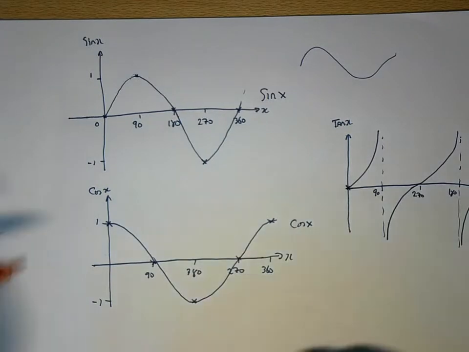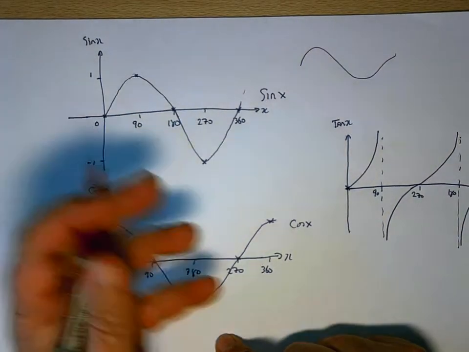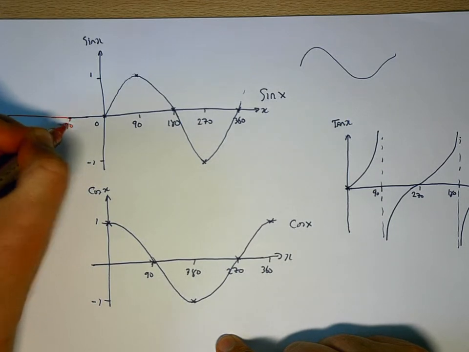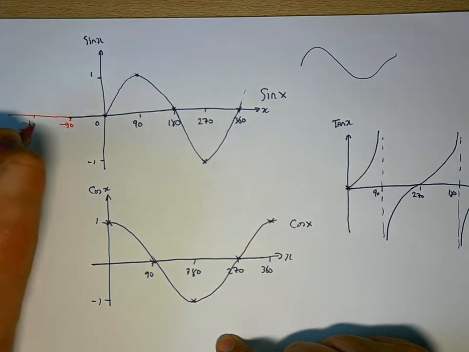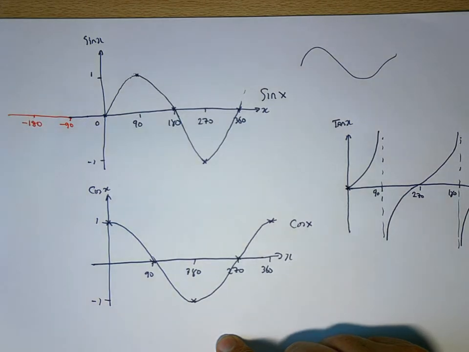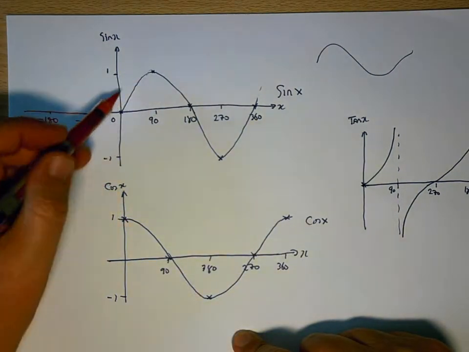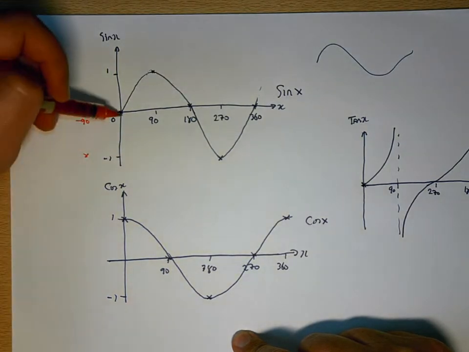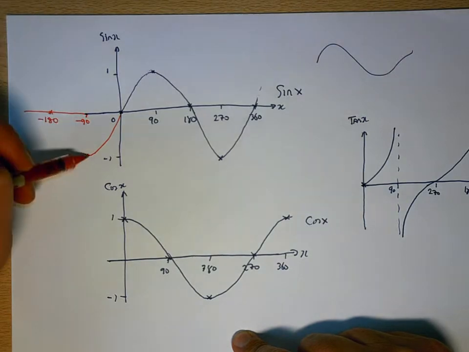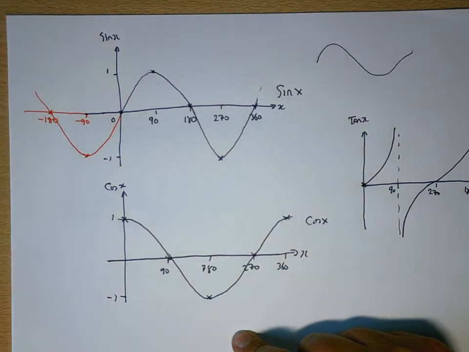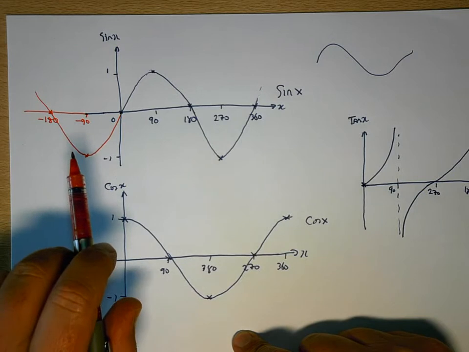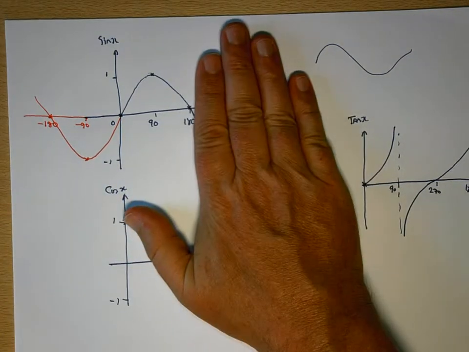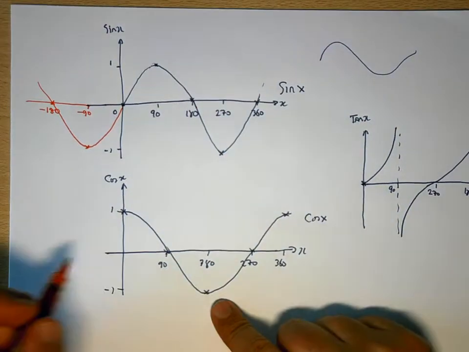Just to turn these in the other direction, you could be asked to take it into negative angles. If you do, that pattern continues. So it's going to go from 0 down to -1, and then back up the other side like that. So if it asked you to draw the sine graph between -180 and 180, that's what you would be drawing.